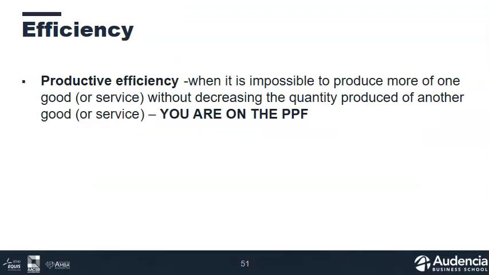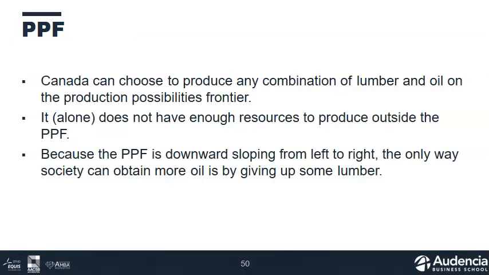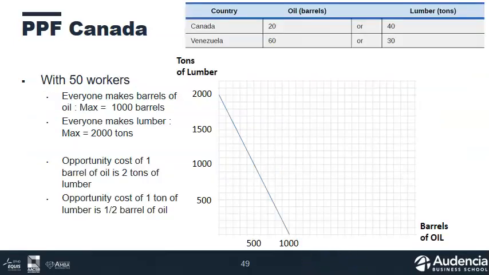Now, efficiency says that I'm at productive efficiency if I'm on this frontier. If I'm producing on the frontier, I'm at a level of efficiency that's optimal. I can't do better than that. Let me give you an example. Productive efficiency says that to produce more of one item, you have to give up something. Well, if I'm at this point right here, can I produce more oil without giving up lumber? Yeah, I can go over here, for example. It's in the opportunity set. I can move to the right without giving up any lumber.